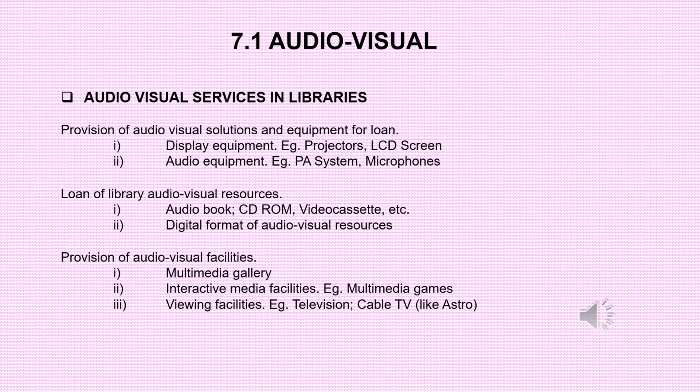3. Provision of audio-visual facilities. The facility may differ from library to library. A library audio-visual facilities may include multimedia gallery, interactive media facilities, like multimedia games, and viewing facilities. For example, television, cable TV, like Astro service.